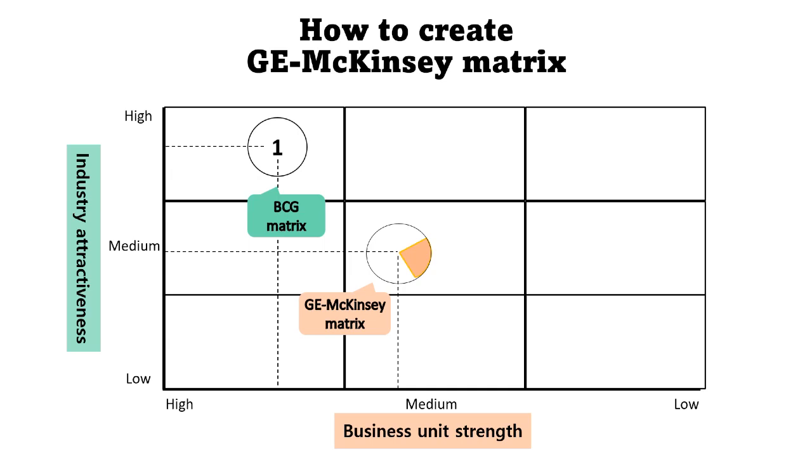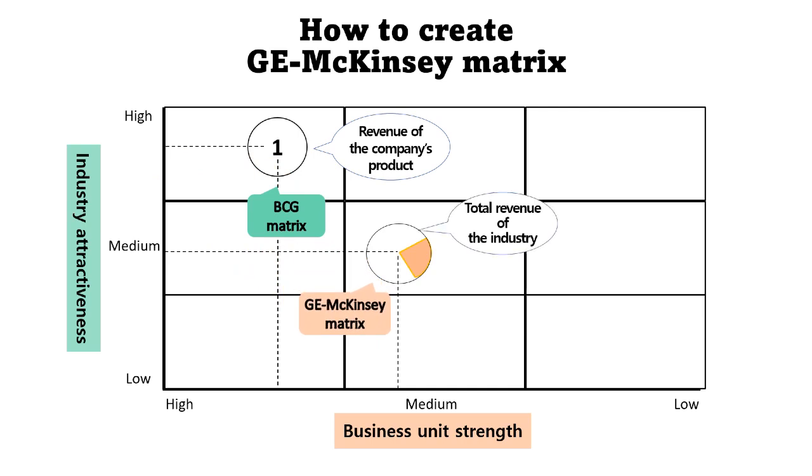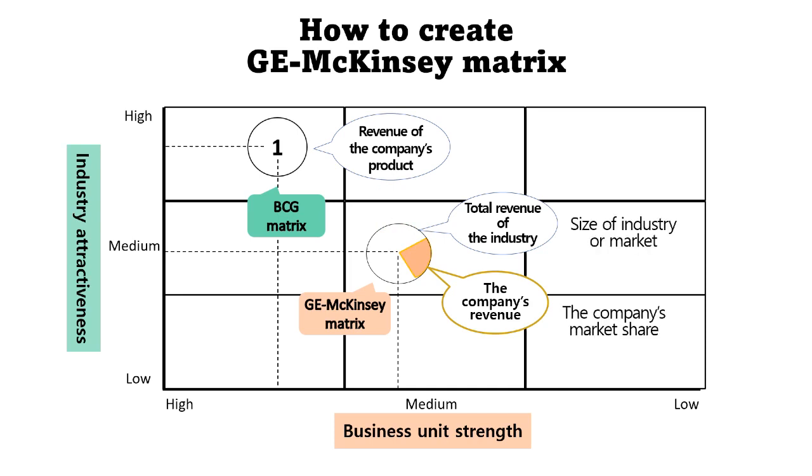However, there is one key difference. In the BCG matrix, the circle size represents the revenue generated by the company's product, whereas in the GE-McKinsey matrix, the circle size represents the total revenue of the industry in which the company's product belongs. So, you draw circles that correspond to the size of the industry's total revenue, and within those circles, you draw the size of your company's business or product revenue. Therefore, the circle size represents the size of the industry or market, and the arc size represents your company's market share.